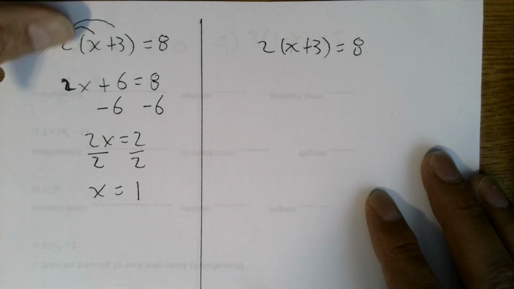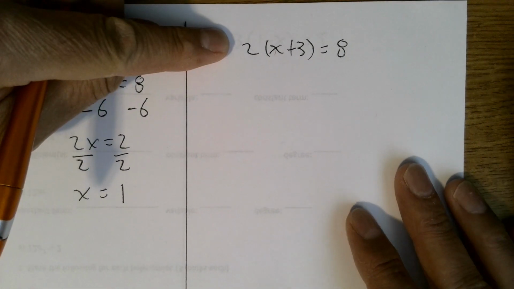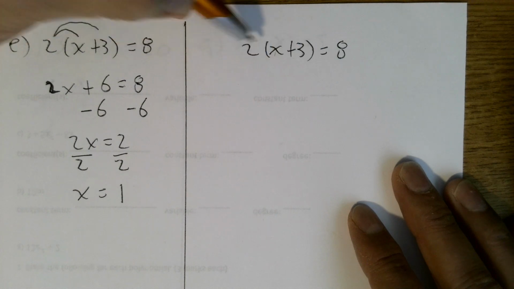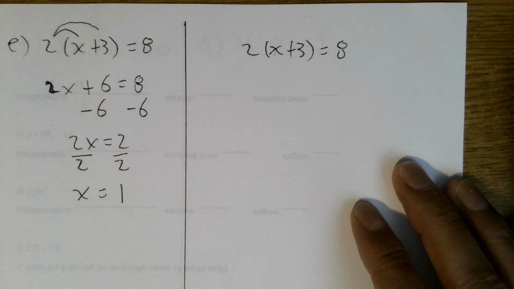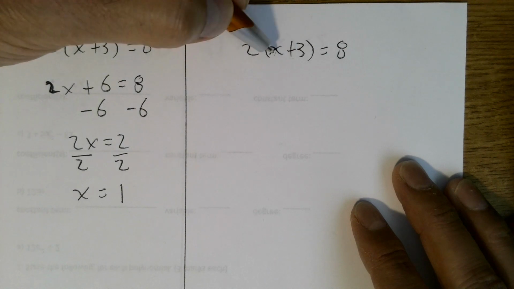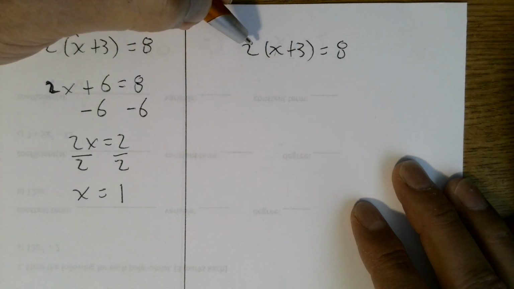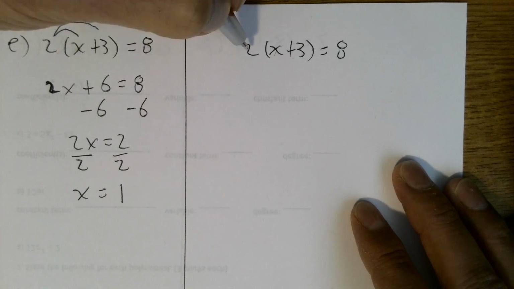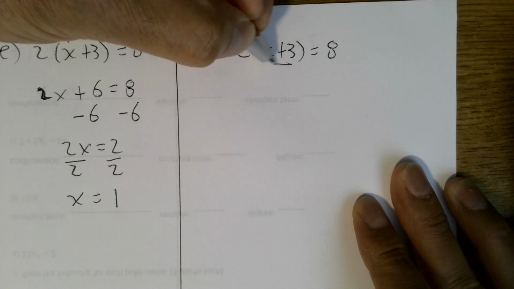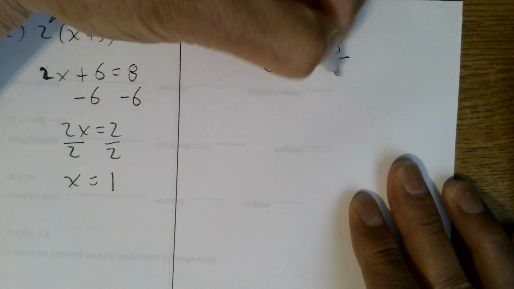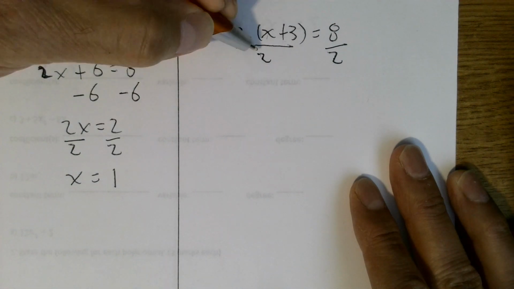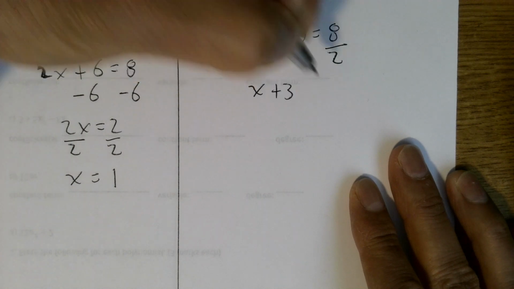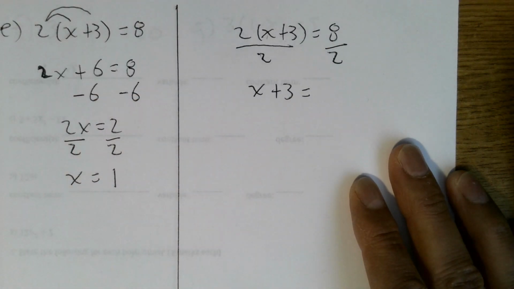The other way we can do it is we can think about doing the opposite order of BEDMAS right from the start. So in this case, we've got something in brackets, and we've got multiplication. So if we were going to do BEDMAS, we'd do the bracket stuff first, and then the multiplication. Opposite order, we'd deal with the multiplication first, so we want to deal with the 2 first. It's multiplied by 2, so I want to do the opposite to make it a 1, so I'm going to divide both sides by 2. 2 divided by 2 equals 1, so now I've got 1 times x plus 3 is just x plus 3. On the other side, I've got 8 divided by 2 is 4.